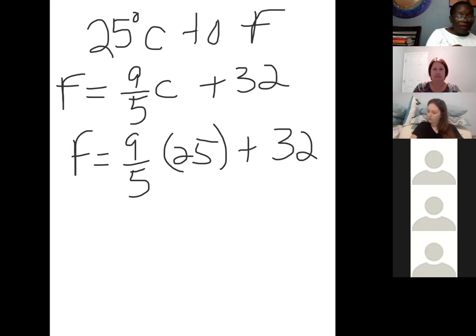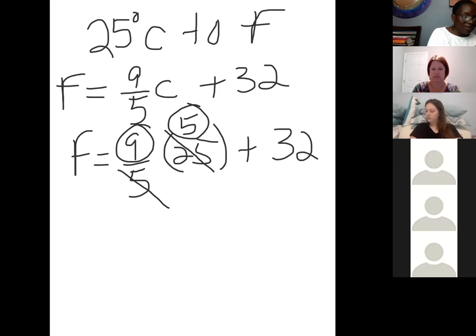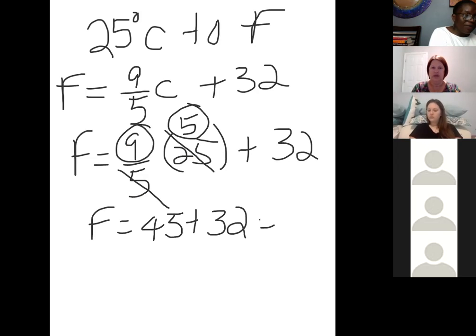Now, on your calculator, I would suggest you take the 9 multiplied by 25, and then divide by 5. Or the other option is to cross simplify. 5 goes into 25 5 times, and then 5 times 9 is 45, and then 45 plus the 32 will give you 77. So 25 degrees Celsius is approximately 77 degrees Fahrenheit.